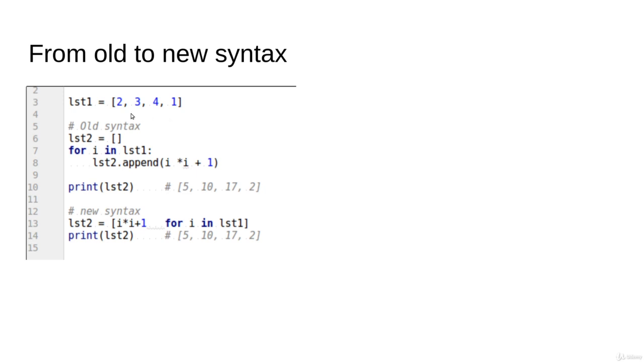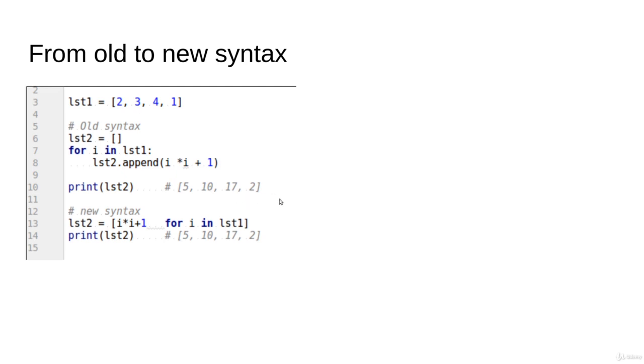Here in this case, we have a list of four elements. The old syntax is as following. Let's say you would like to build a new list where every element is just i times i plus one. You can write something like for i in list one, list two dot append i times i plus one. And then list two result would be 5, 10, 17, and 2. For example, 3 times 3 is 9 plus 1 is 10.